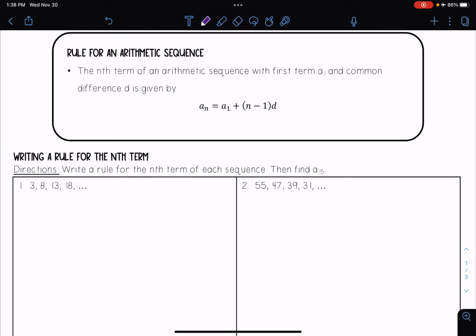So with arithmetic sequences, we can write a rule for each of these, and they're going to be set up the same. And so the nth term of an arithmetic sequence with first term a1 and common difference d is given by an is equal to a1 plus n minus 1 times d. So this a sub n, that is your nth term. A sub 1, that is your first term. And d is your common difference.